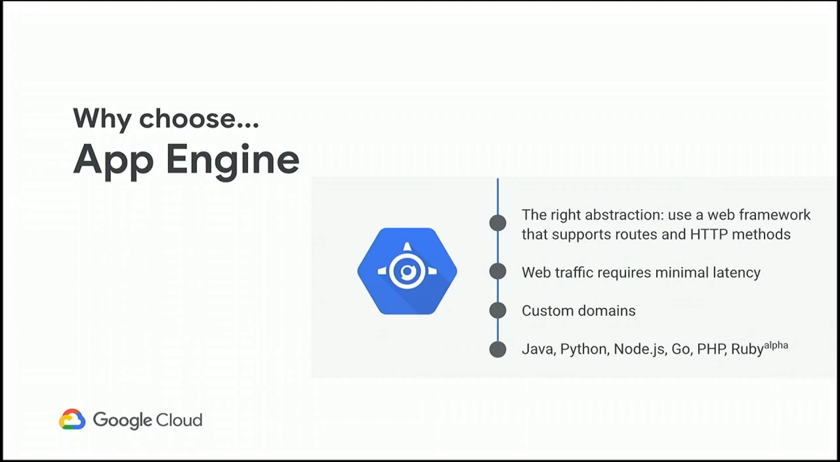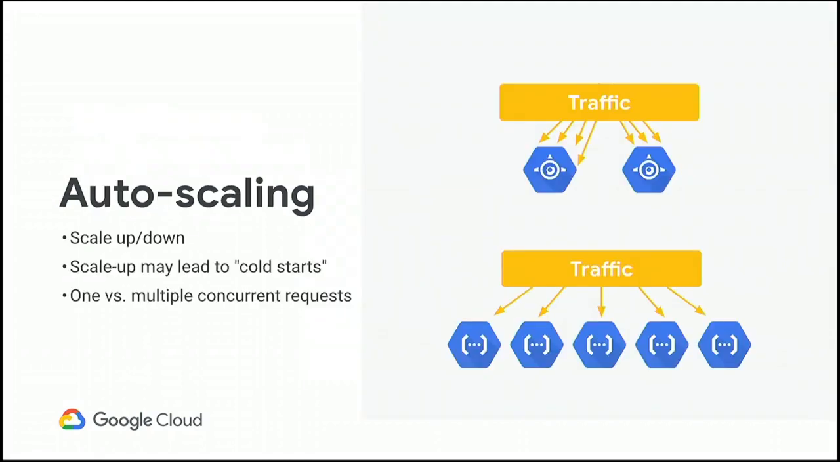It supports custom domain names. So obviously, if I have a public e-commerce website, I want my own custom domain, which App Engine supports. And just a little bit of a word about scaling. Why does App Engine scale faster or more quickly than Cloud Functions? That's because App Engine allows for multiple concurrent requests. That's good and bad, depending on your perspective.